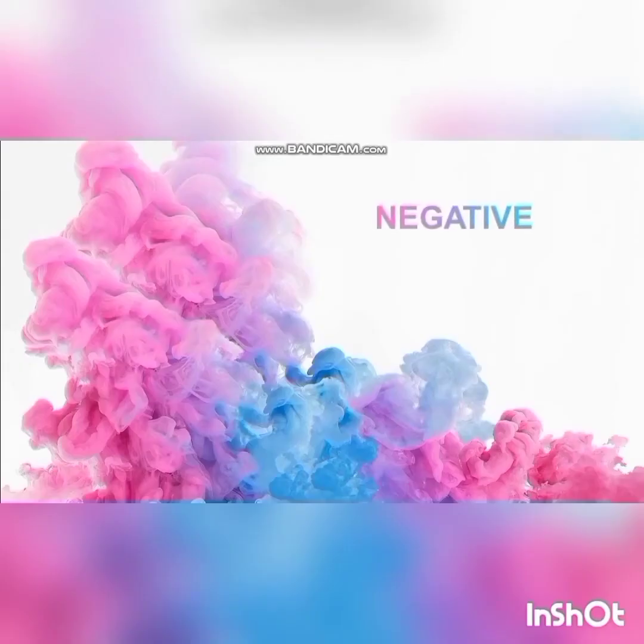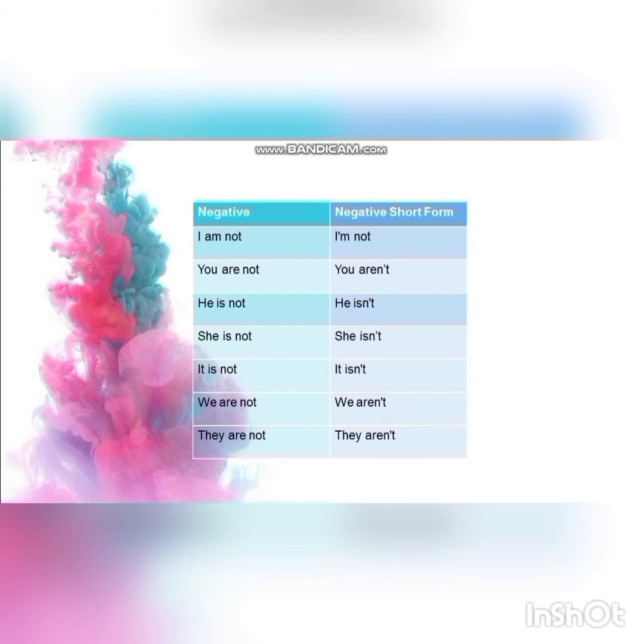The negative is really easy. You only need to add not after the verb to be. The negative also has a short form which is formed by combining the verb to be with not. We remove the O from not and replace it with an apostrophe for all the pronouns except the pronoun I. To form the negative short form of the pronoun I, we combine the verb to be with I by removing the first letter of the verb to be and replacing it with an apostrophe.